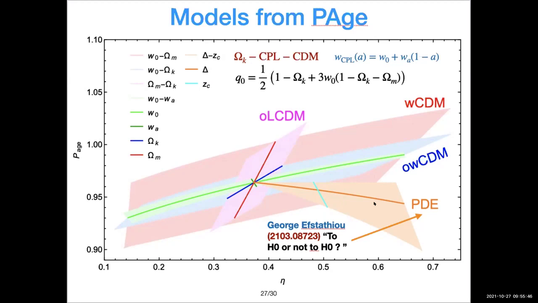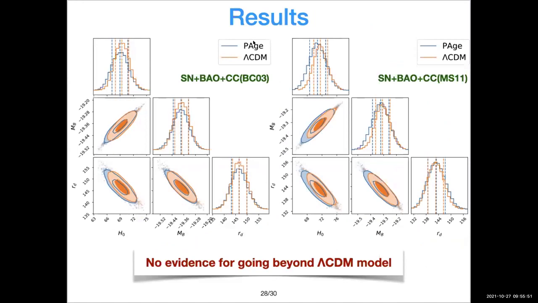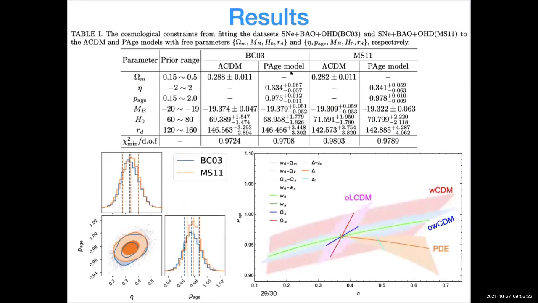So we fit this Padé parameterization and lambda CDM model to the supernova plus BAO plus CC data. There are two different sets of the CC data. But no matter what CC data we use, you can see that the difference between the Padé approximation of the late time model and the lambda CDM model is negligible. So there's no evidence to go beyond the lambda CDM model. And this is our final result. No matter what CC data we use in this data combination, the difference between the lambda CDM model and the Padé model is negligible.